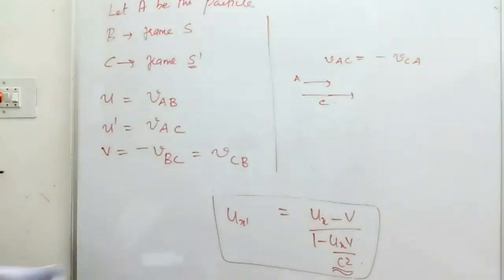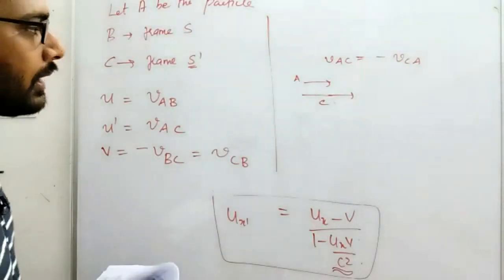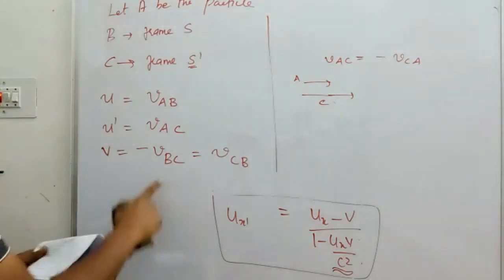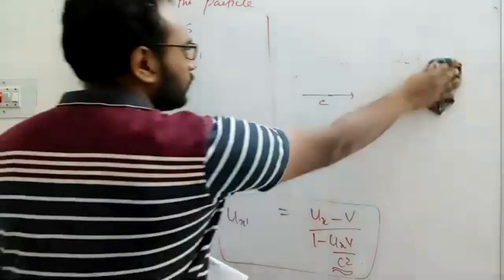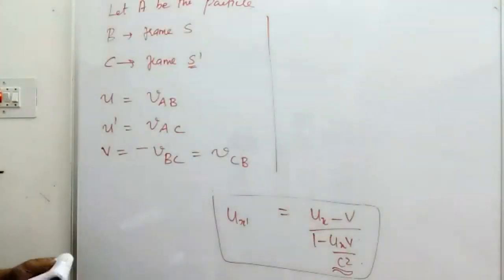You will see that, so it's easy to remember. That's what I've used here: the velocity of B with respect to C is minus the velocity of C with respect to B. Then we get this in a nice addition form.